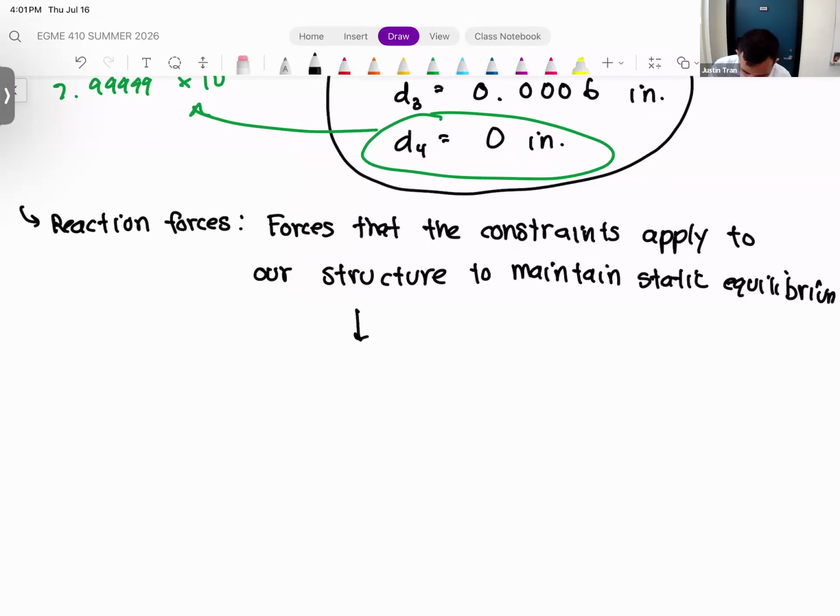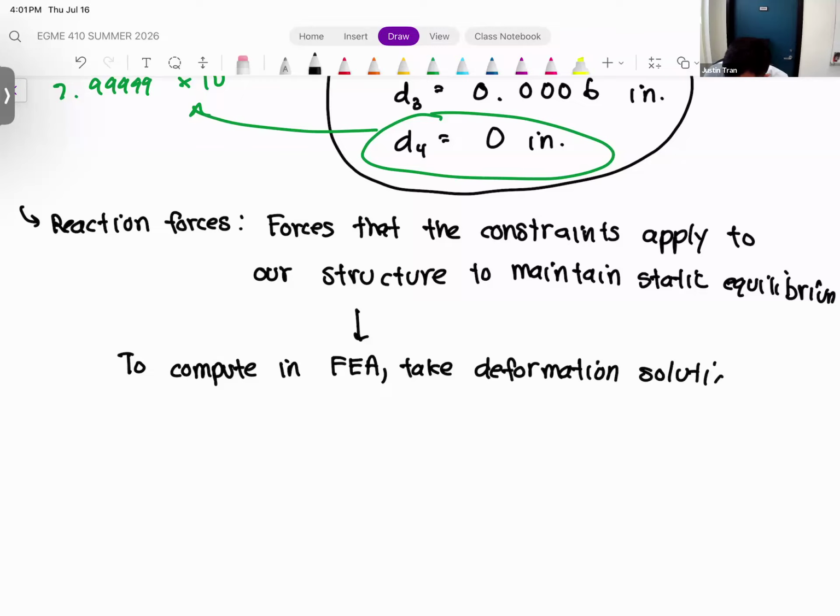Okay, so the way to compute this, based on your finite element results, is that you're going to take your deformation solution, the thing that we just computed. You can only compute the reaction forces after you fully solve the problem, so I would consider the reaction forces to be post-processing.